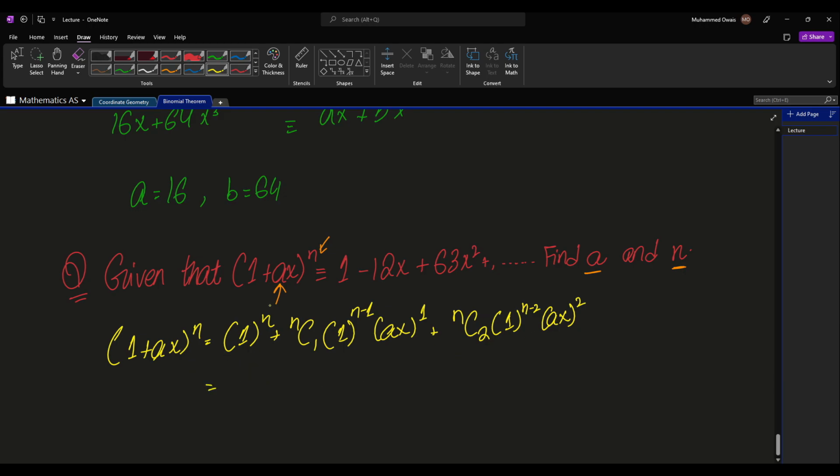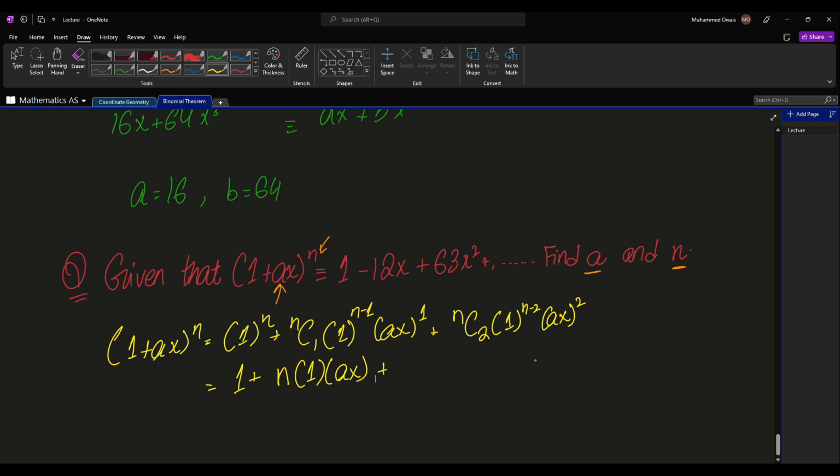Alright, now remember that any power on 1 does not affect 1, alright? So 1 will be 1. Now as you know, anything with C1 gives the actual value. So nC1 is n into 1 into ax plus nC2. Now how are we supposed to solve nC2?